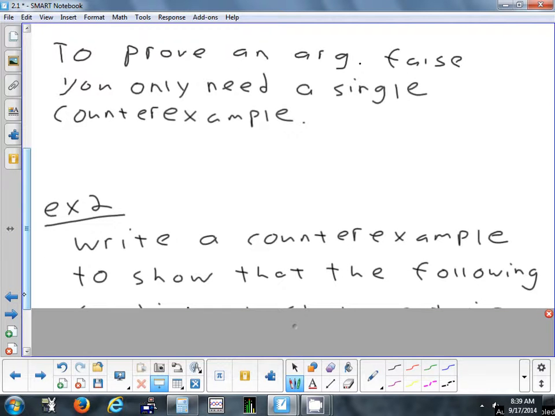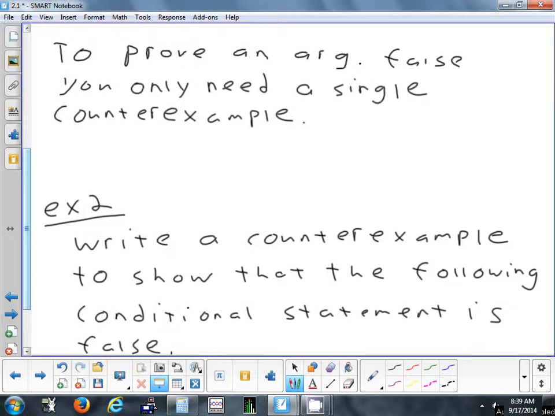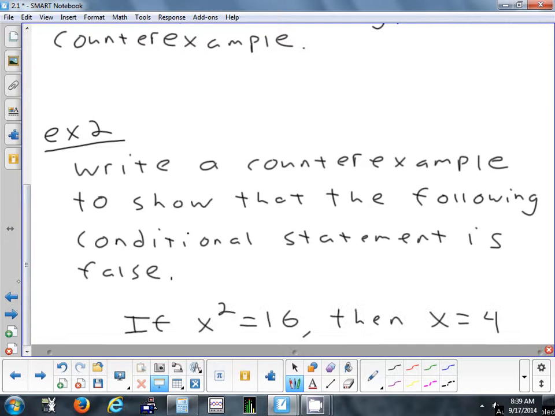Okay, so I'm going to give you an example, and I want to know a counterexample that proves it false. So I'm telling you that this statement is not true. If x squared equals 16, then x equals 4. It's not necessarily true. Look at it for a second. See if you can find another value for x such that when you square it, you get 16, but it's not 4. There's another one.